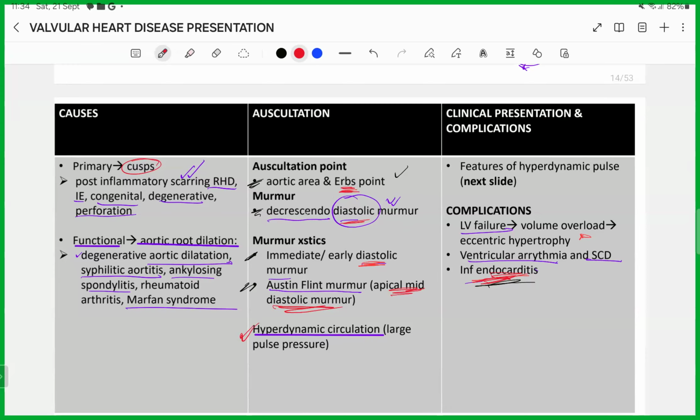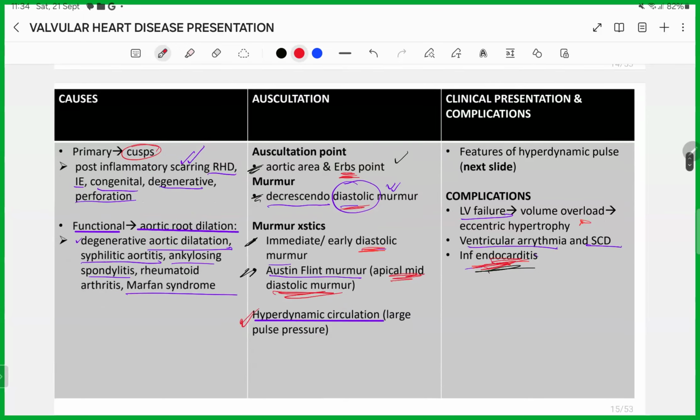So it has what is known as a decrescendo diastolic murmur. And this murmur is an early diastolic murmur. And it also has what is known as an Austin Flint murmur. So if you ever hear that Austin Flint murmur, that's aortic regurgitation. And importantly, it leads to a hyperdynamic circulation, as we mentioned, due to the widened pulse pressure.